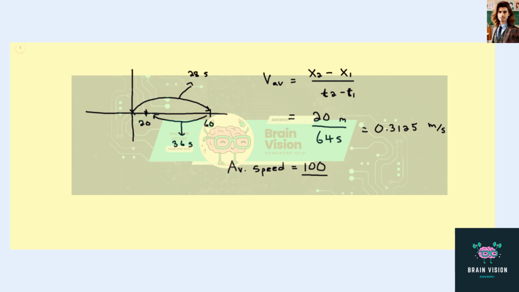But in this case, our average speed is going to have 100 in the numerator. We still have a 64 in the denominator because the trip still took 64 seconds. But now when we do this division, we get 1.56 meters per second, which is much higher than the average velocity.